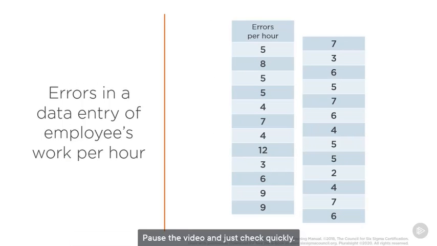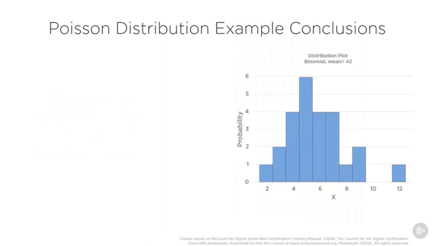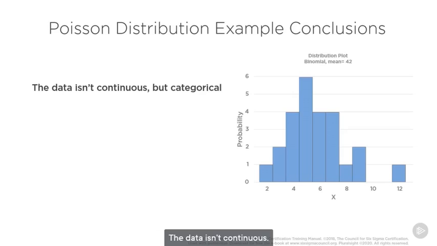Pause the video and just quickly check the table I'm presenting you right now. That's the raw data for our next chart. And here is the histogram of the previous data. The data isn't continuous. Instead, it is categorical. How many errors does the employee make in hour 1, hour 2, hour 3, and so forth?